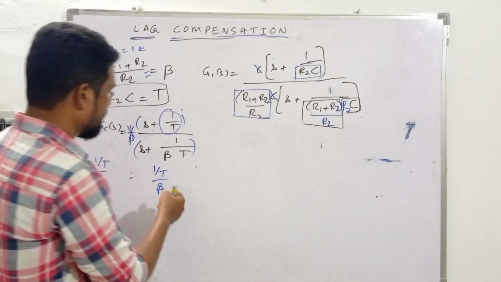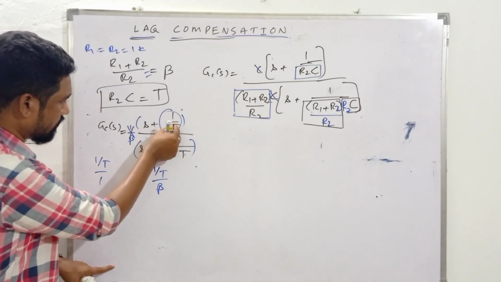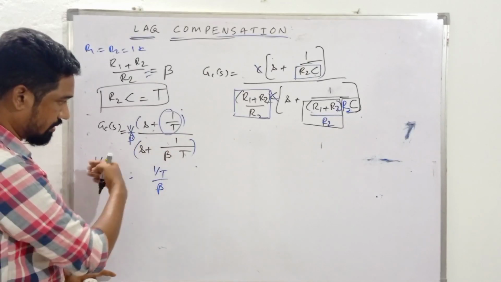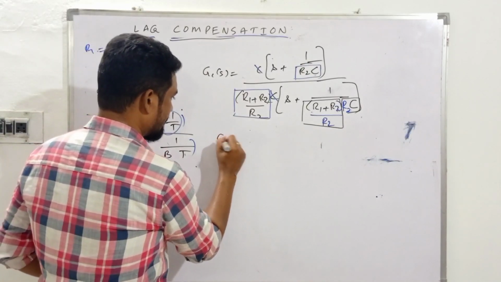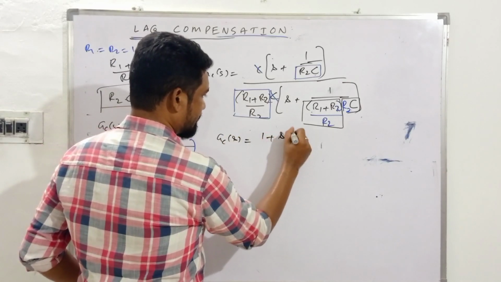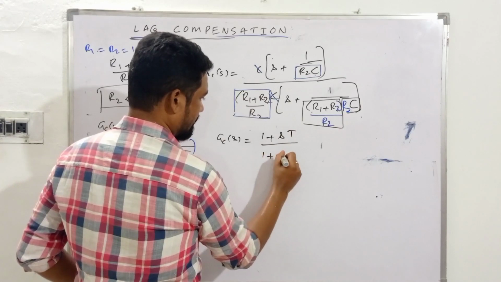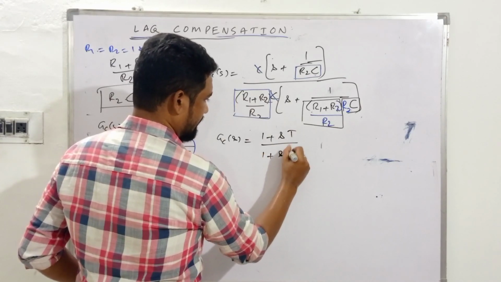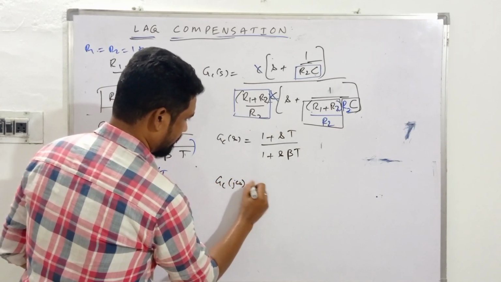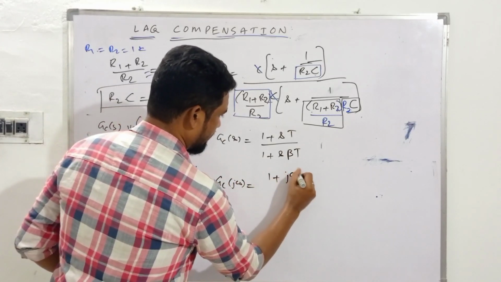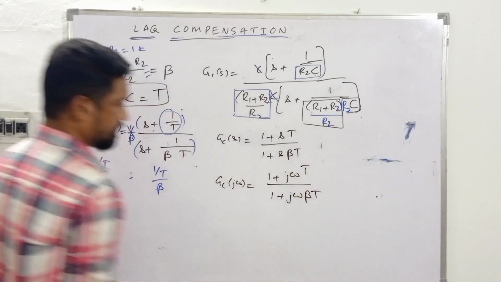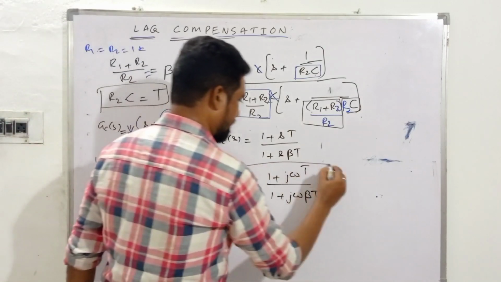Previous to this, what did we have before taking the term 1 upon T as common, and 1 upon beta, like R2 into C? What did we have? Gc of s is equal to (1 plus sT) by (1 plus s beta T). In the time constant form with j omega, we have (1 plus j omega T) upon (1 plus j omega beta T). So this is the time constant form.